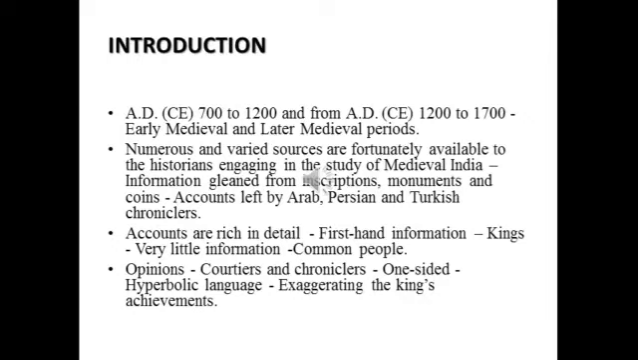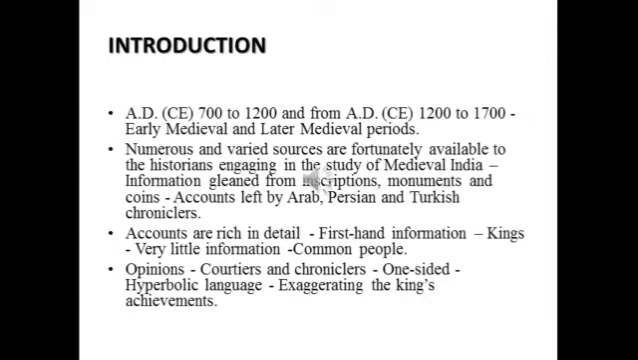Added to the information that can be gleaned from inscriptions, apart from the information they got through inscriptions, monuments and coins, there are also accounts left by Arab, Persian and Turkish chroniclers. Chroniclers means those who gave information through their writings in chronological order.